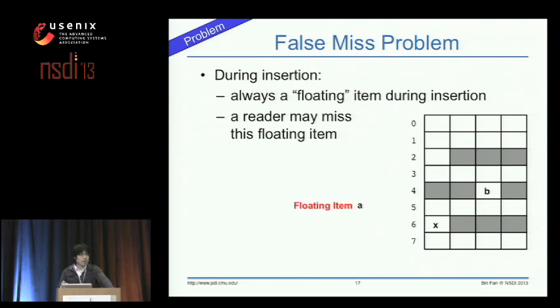Then this item A becomes a floating item outside the table. And if you have a concurrent lookup thread looking for this item, A cannot be reached from either of its locations. Even after you successfully replace B by A, B becomes a floating item. So before you complete the entire insertion process, there will always be one item floating outside the table. And if you have a concurrent lookup thread looking for that item, you may get a false miss.